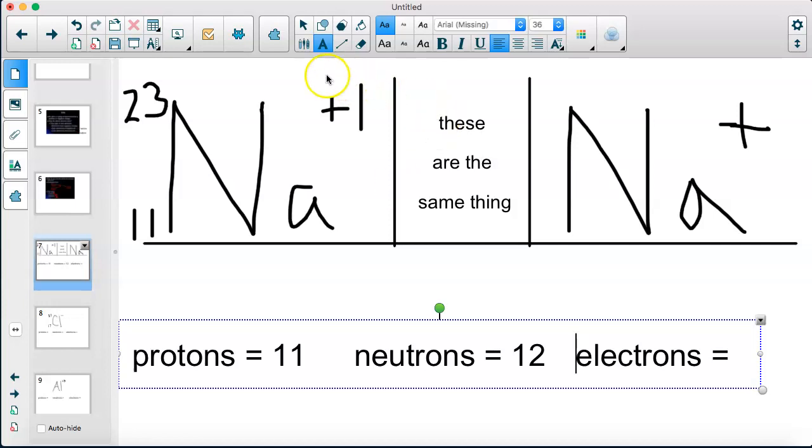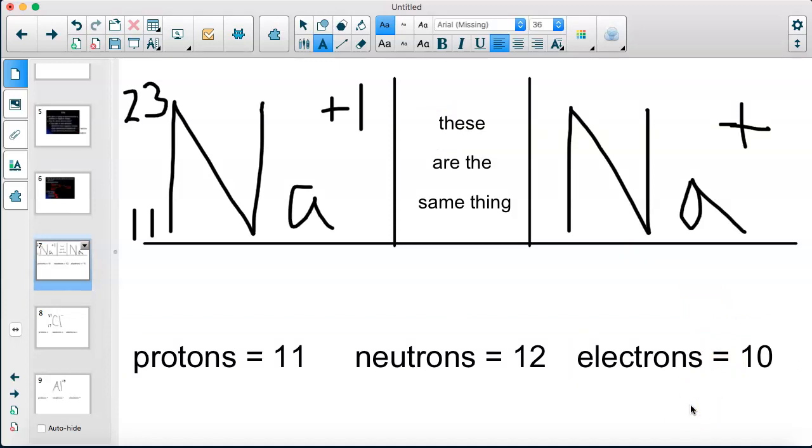So remember, because it has a positive charge, it's like it's happier now. And it's happier because it got rid of a negative person. A negative electron just left its life. So that means it has one more positive proton than it has electrons. It has 10 electrons.